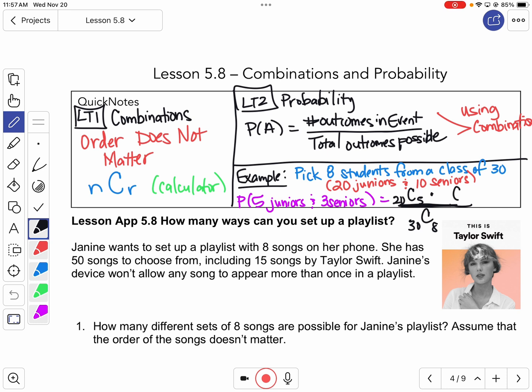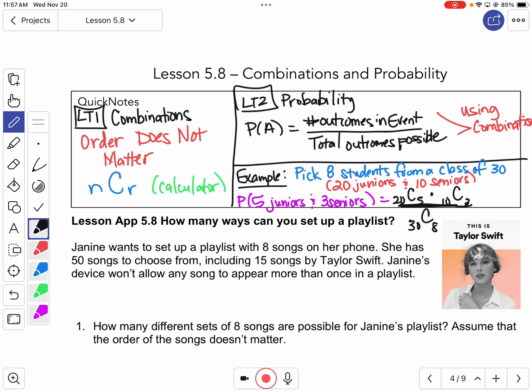How many seniors are in the class? 10. And how many are we picking? 3. Okay, so what we're going to do is type this in on our calculator just like it's written. We can do the big fraction. So on the top, we've got juniors and seniors, so it's specific to those 2. On the bottom, it's the whole class, and the total that we're picking.